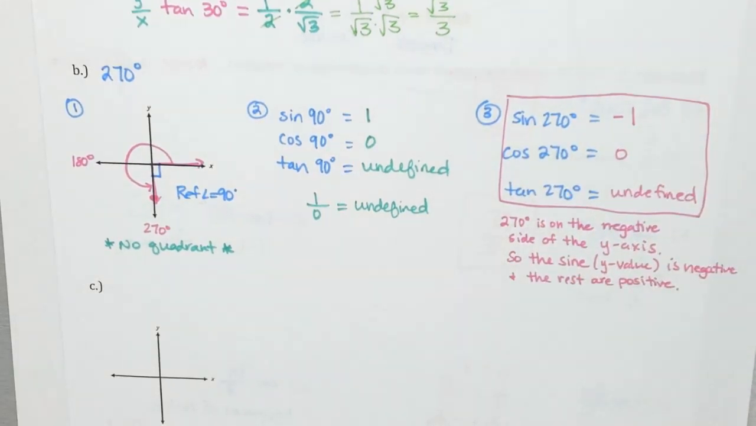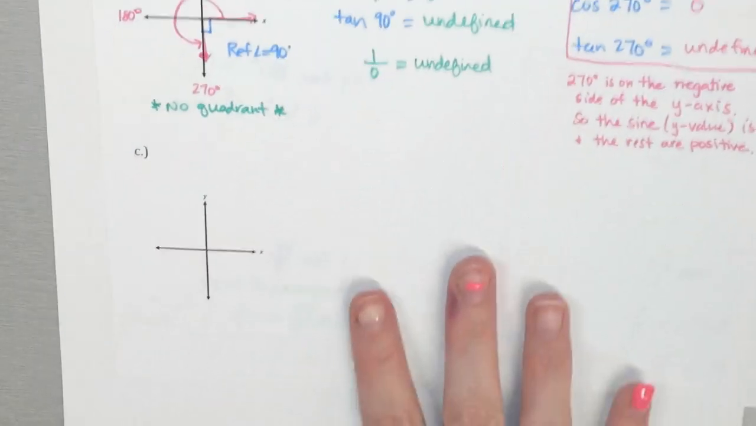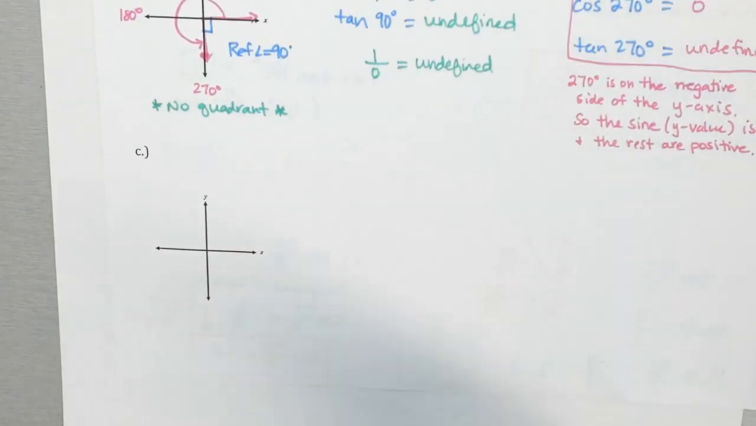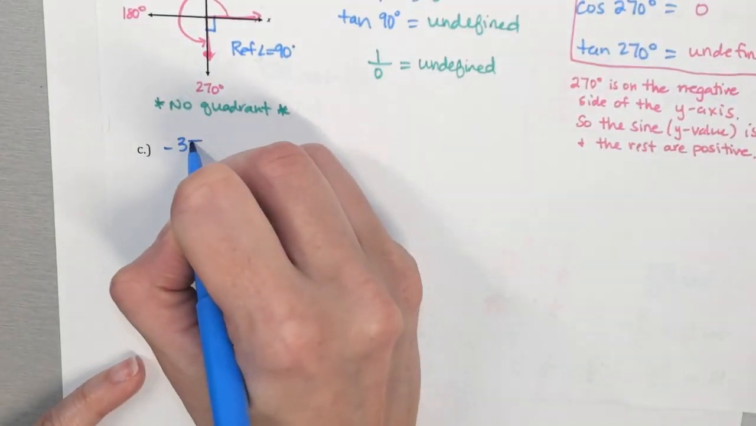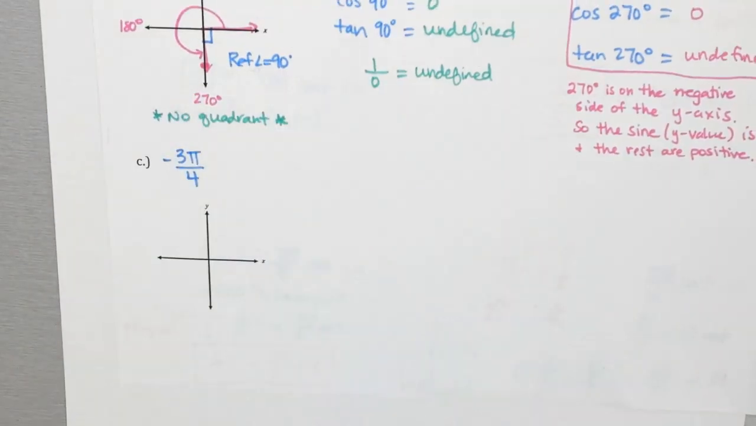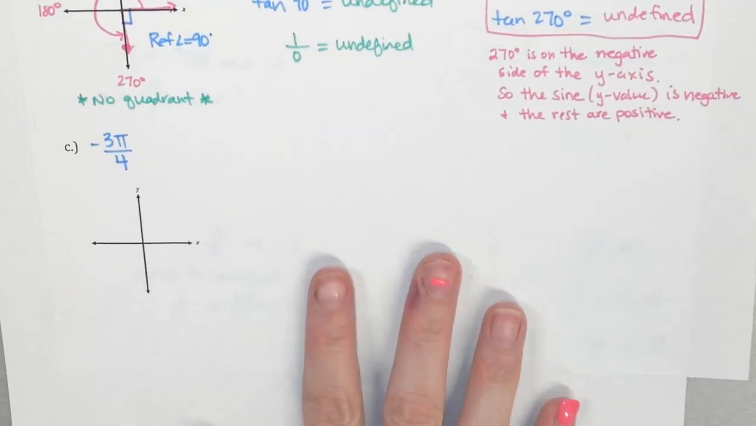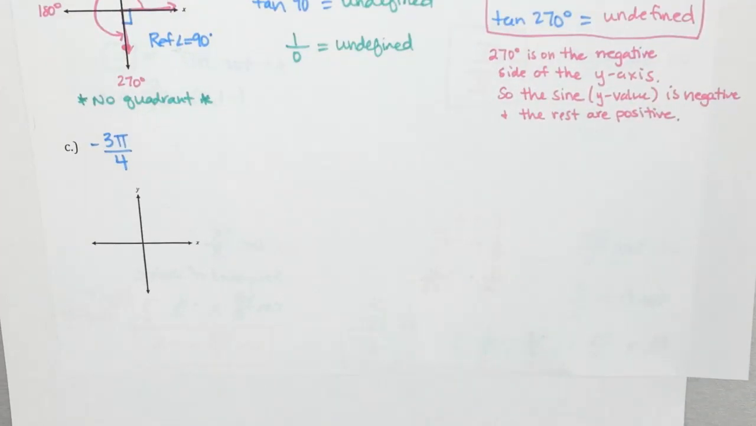All right. Now we've done 2 with degrees. You can also have a value that's in radians. You can also have a value that's in negatives. So I want you to go ahead and graph this one. You got this. -3 pi over 4. Where is that going to go?